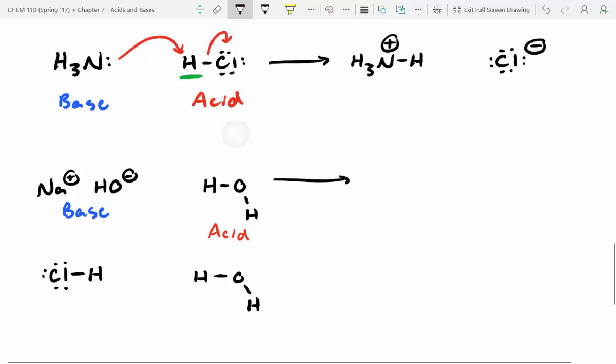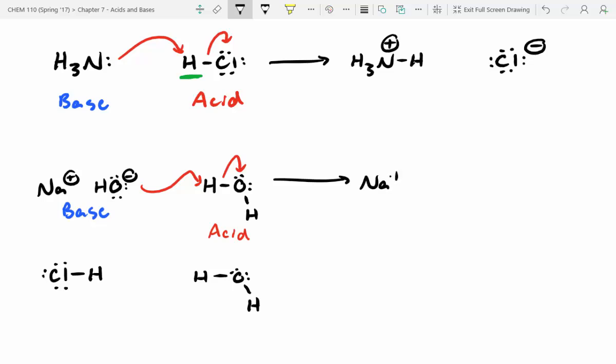And let me draw in the rest of my lone pairs here. I'm getting sloppy. There we go. All right, so the base is going to reach out, grab a proton from water, and am I done? No, we've got to move the covalent bond electrons over to that oxygen. Okay, so on the left, we now have Na plus. And then what else? What does this guy form after it steals a proton?